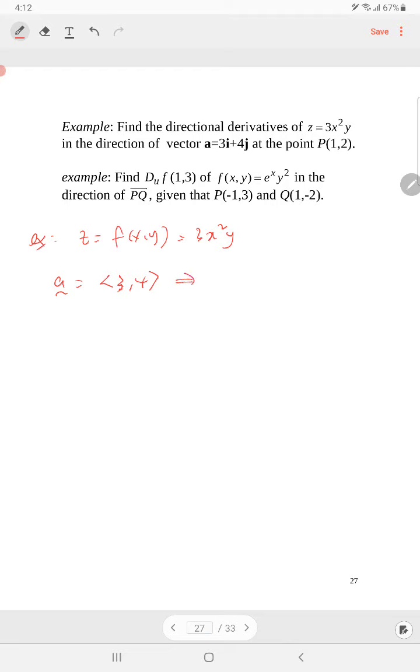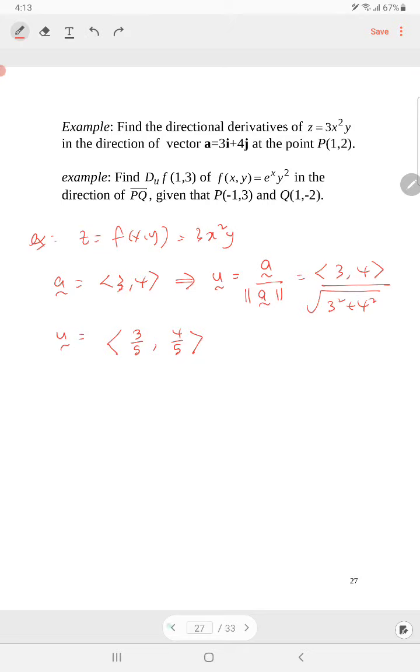So we need to find a unit vector which is in the same direction as a. What we do is take a and divide by its magnitude. That will give you a vector in the same direction as a, but with magnitude 1. So this would be 3i plus 4j divided by the magnitude, which is the square root of 3 squared plus 4 squared. That gives us the square root of 25, which is 5. So we have 3 over 5 i plus 4 over 5 j. This unit vector u is in the same direction as a, but the magnitude is 1.